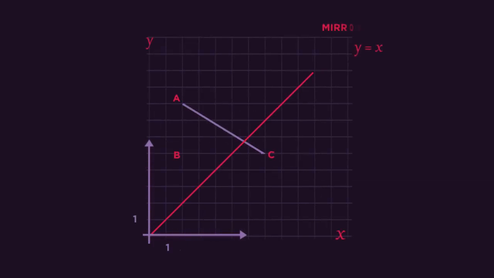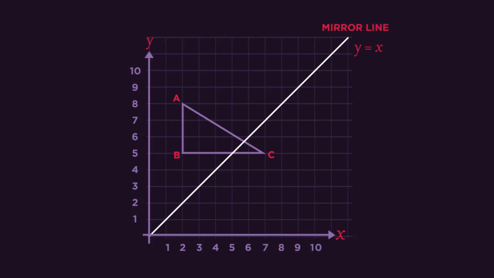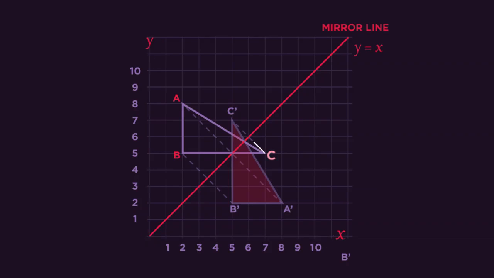What happens when the starting shape overlaps the mirror line? We still do exactly the same thing, counting squares to the mirror line, making sure we cross the mirror line at right angles, perpendicular. The only difference is that the point C needs to be reflected onto the other side of the mirror line.